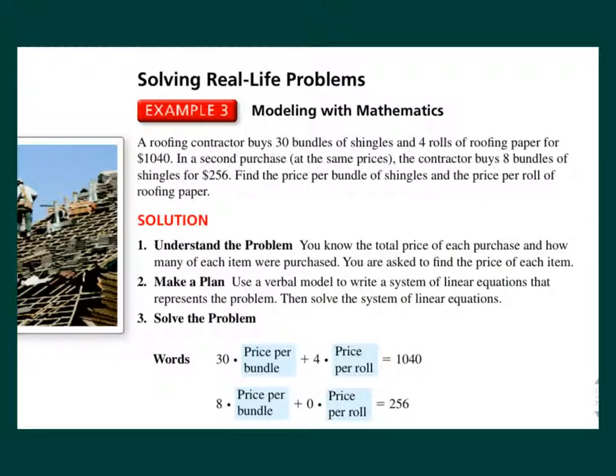Lastly here, you guys, we have some of these real-world examples. If you ever have a question setting them up, please just ask. But what we're doing here is basically assigning variables to different things. It says contractor buys 30 bundles of shingles and 4 rolls of roofing paper. So essentially what they're doing is they're assigning X to shingles and Y to roofing paper, and having you graph this function here, 30X plus 4Y is equal to 1040, and they're having you graph the intersection.